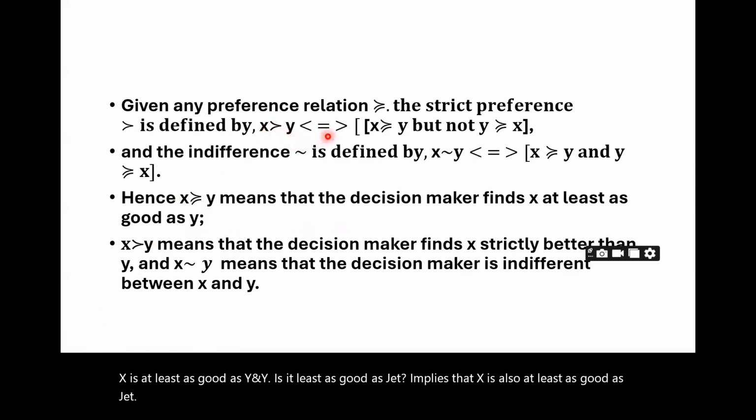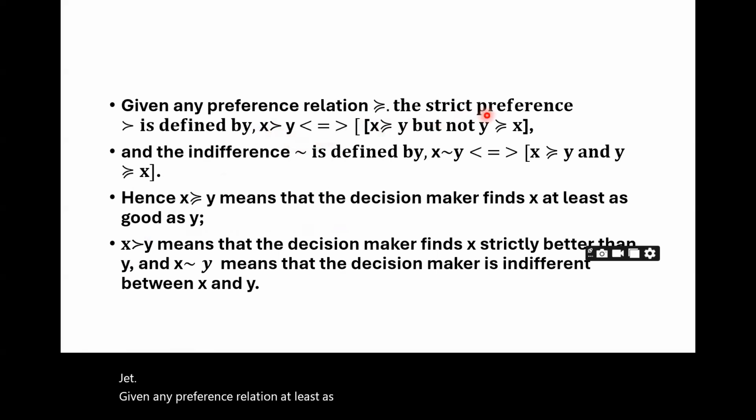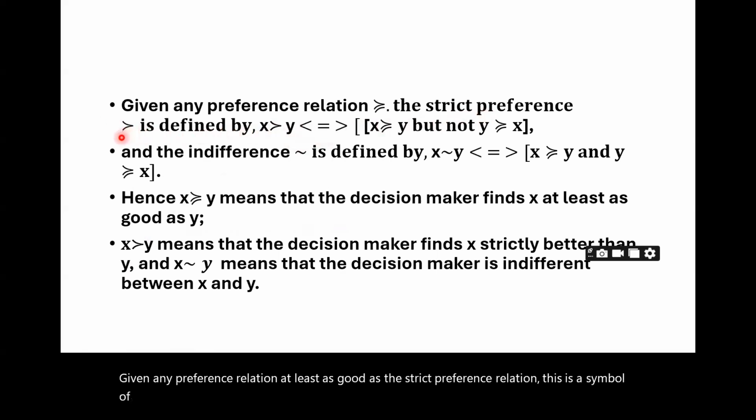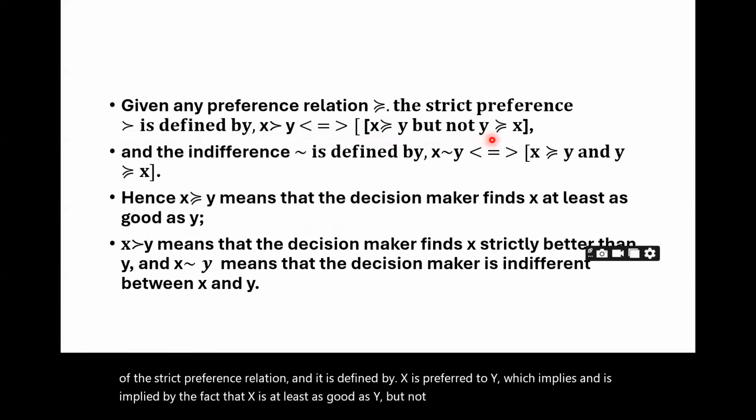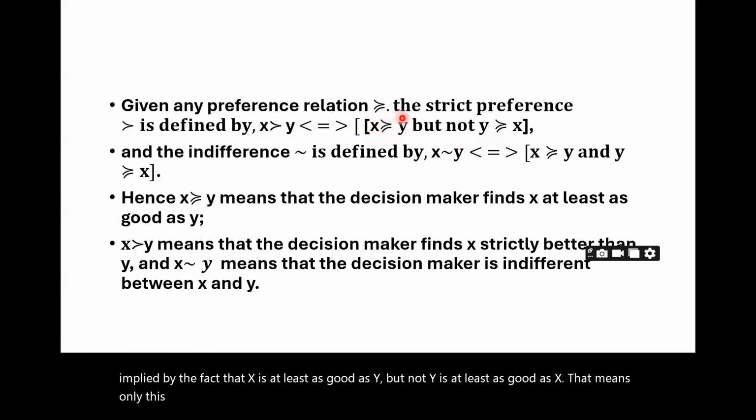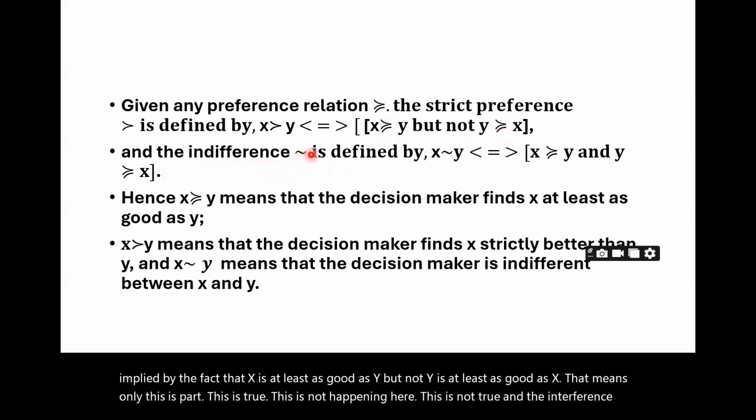Given any preference relation at least as good as, the strict preference relation, this is the symbol of the strict preference relation, is defined by x is preferred to y, which implies and is implied by the fact that x is at least as good as y, but not y is at least as good as x. That means only this is true. This is not true.